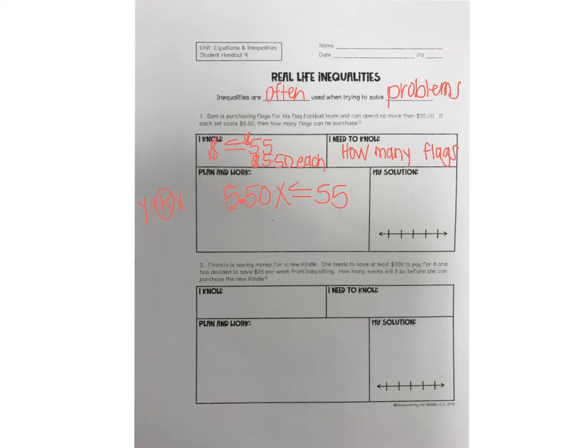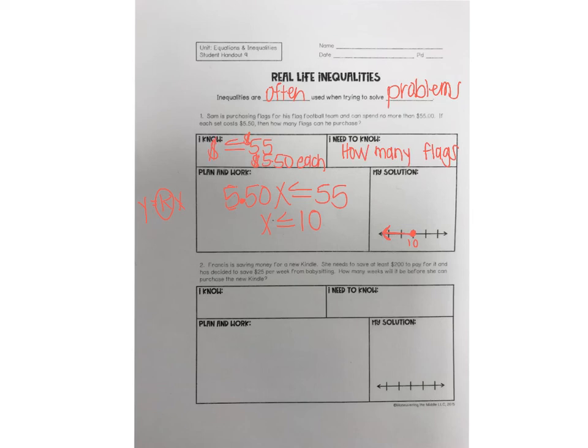Can I solve for my variable x? Yes, I can divide both sides by $5.50. Who thinks they know their answer? How many flags can he purchase? Jack? 10. So x has to be any number of flags less than or equal to 10. So I'm going to graph it, putting a closed dot on my number line at 10, and shading any value to the left.